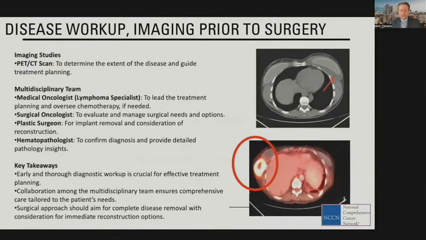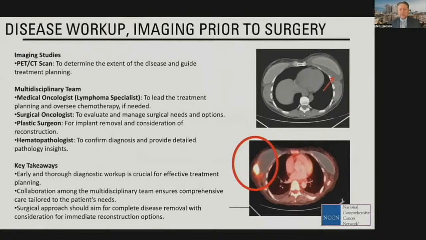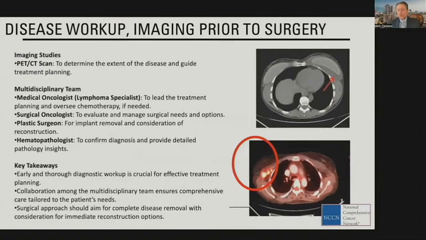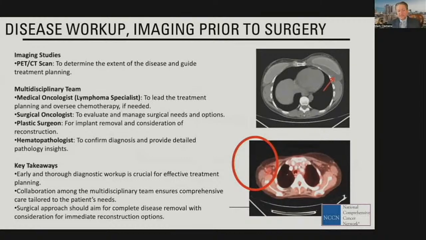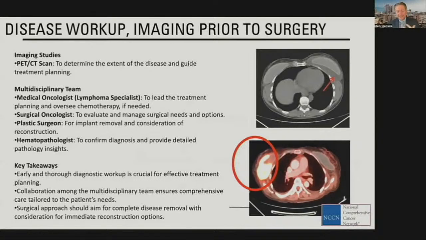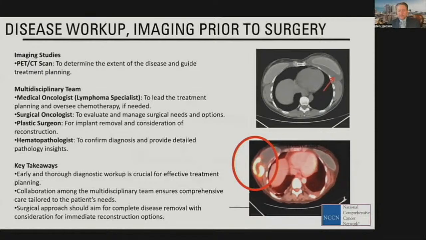A surgical oncologist will help evaluate and manage surgical resection, so removal of any tumors, as well as lymph nodes that are involved. And then also a plastic surgeon, a lot of times they'll remove the breast implant itself or help with the surgical resection. A hematopathologist, that's a specialized type of pathologist that specializes in hematologic malignancies like lymphoma and leukemia. They can help confirm the diagnosis and provide details that sometimes a regular pathologist might not be familiar with.